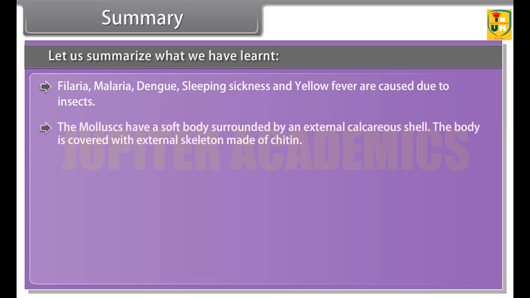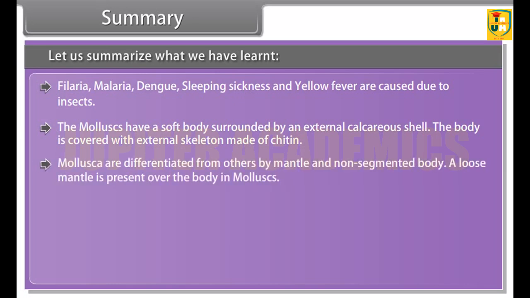The mollusks have a soft body surrounded by an external calcareous shell. The body is covered with an external skeleton made of chitin. Mollusca are differentiated from others by the mantle and non-segmented body. A loose mantle is present over the body in mollusks.